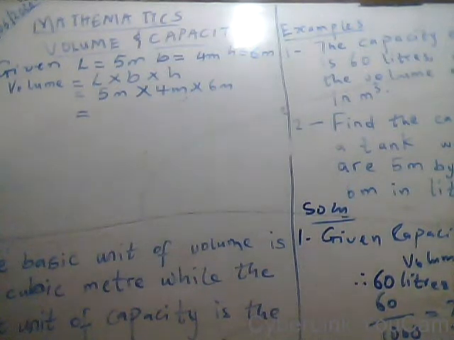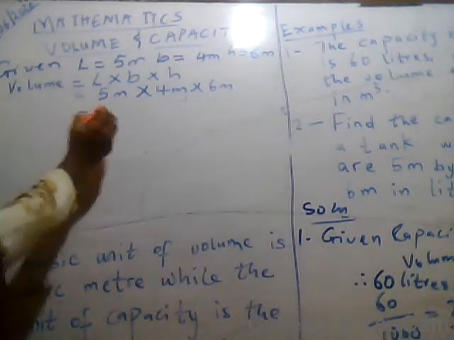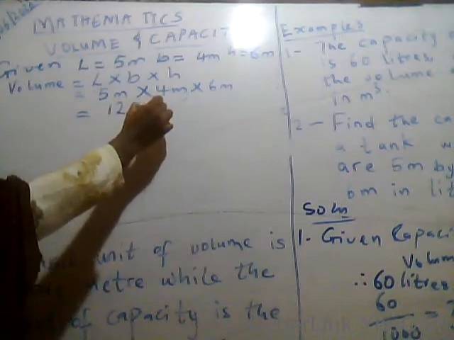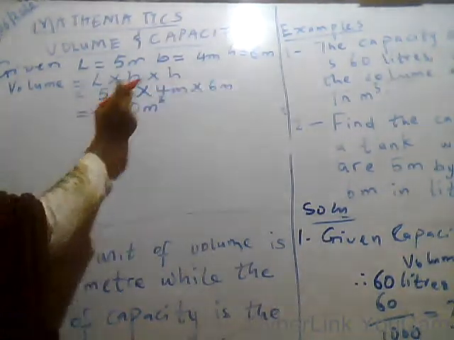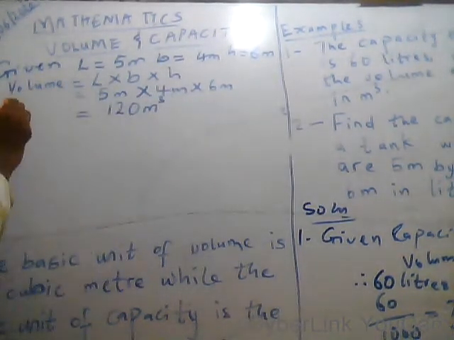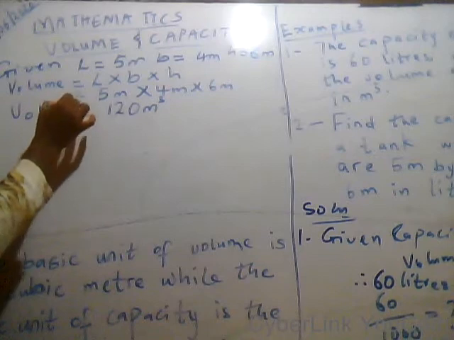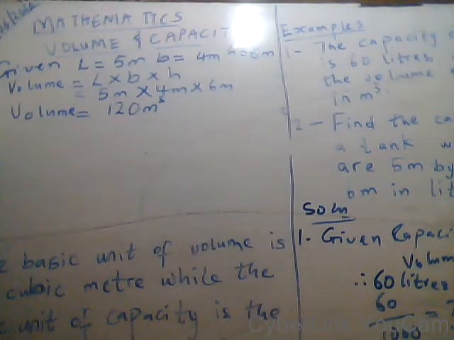Now, if you multiply these three values together, 5 meter times 4 meter times 6 meter, will give us 120 meter cube. 1, 2, 3. You can see we have 3 m there. 1, 2, 3, meter cube. Therefore, this is our volume. You've gotten our volume. Now, we have to convert to liters according to the question. The question says our answer should be in liter. We should find the capacity, which means our answer will be in liter.